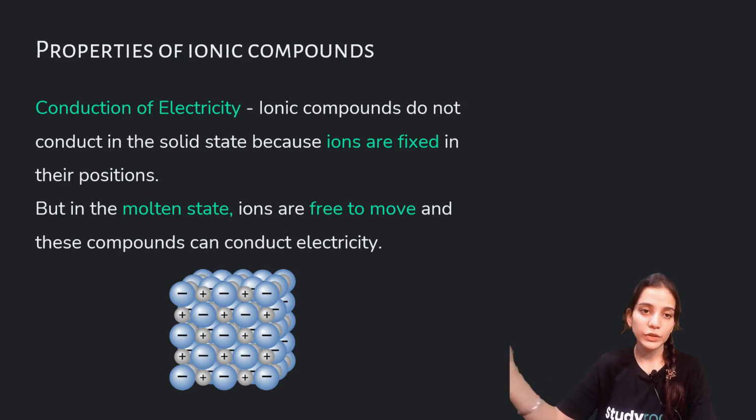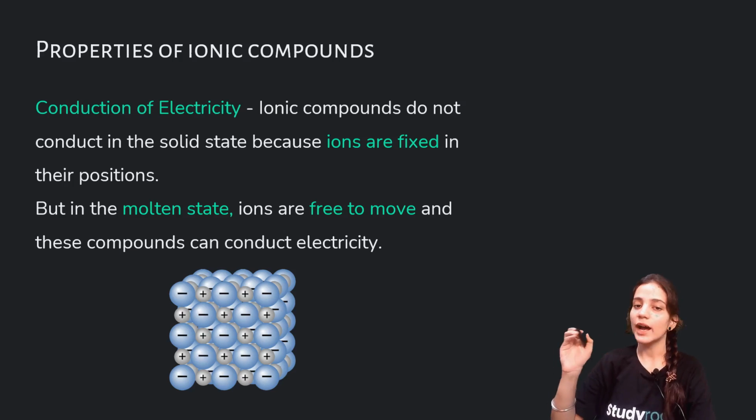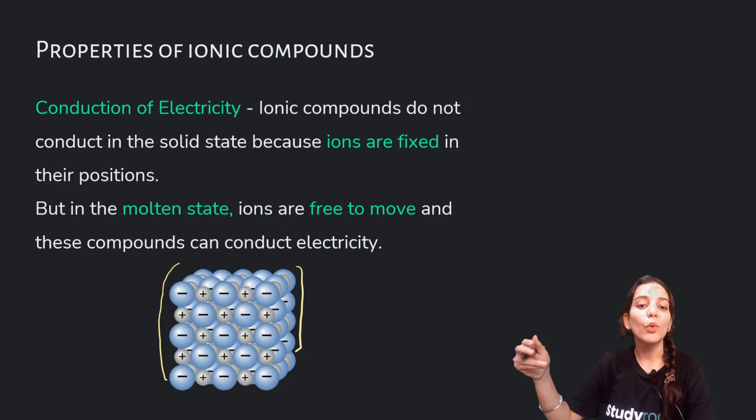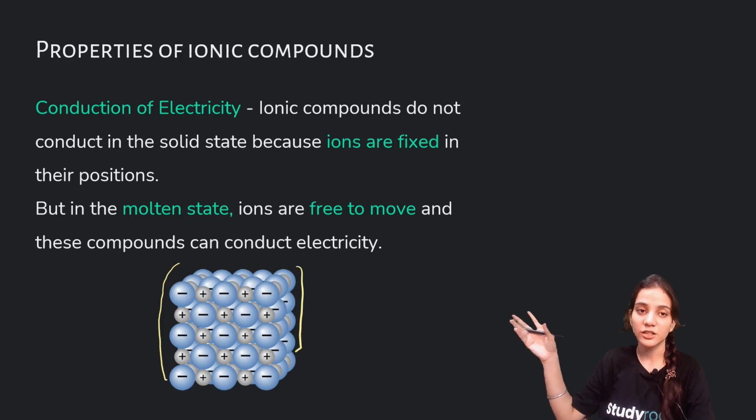Now, I have already told you that ionic compounds do not conduct in the solid state because those ions are fixed in their position. As you can see, there's a particular lattice structure and it is fixed. So it won't conduct electricity, but in the molten state, ions are free to move. They are freely movable in the solution, and then those compounds can conduct electricity.